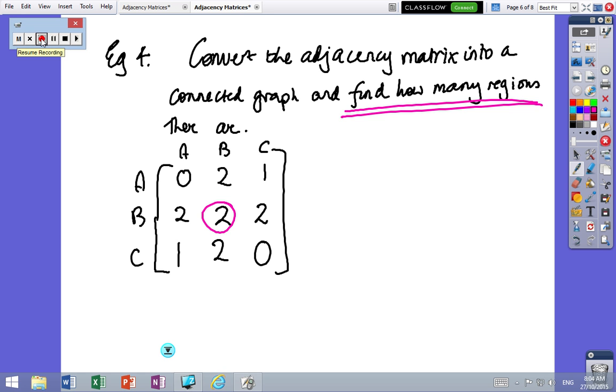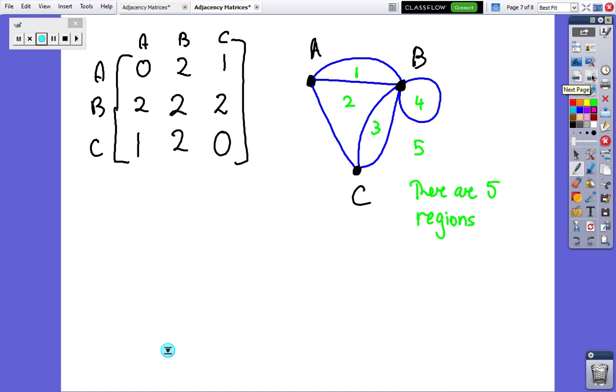Okay, looking at the next slide, we've got A to B with 2 paths, A to C with 1, and so on. Again, B connects to itself, which means we've got a loop, and I've drawn a planar graph, so I've got no intersecting or overlapping edges. When I count my regions, I have 5 regions. And that's the end of the topic.